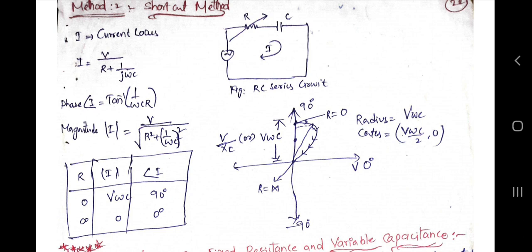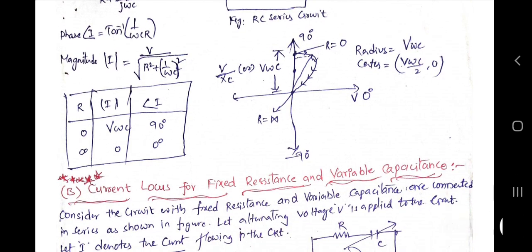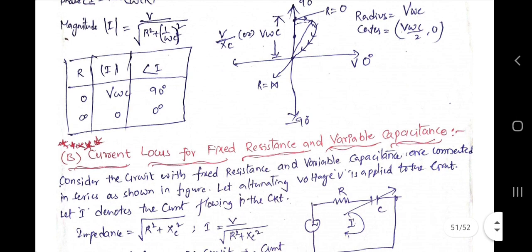This is method 2, the shortcut method to find this. Here the points V by omega C by 2 comma 0 are the center points.